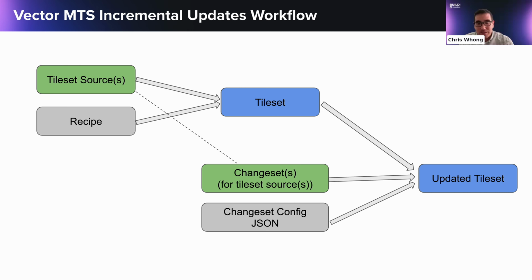I made a little dotted line connection here because the change set corresponds to a tile set source. So if we had more than one tile set source, we could do one or more change sets, and we have to make sure that they align properly.